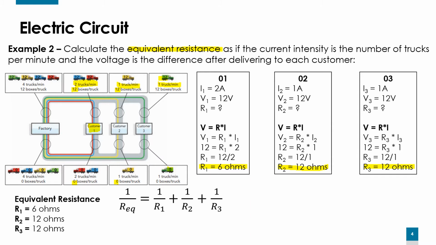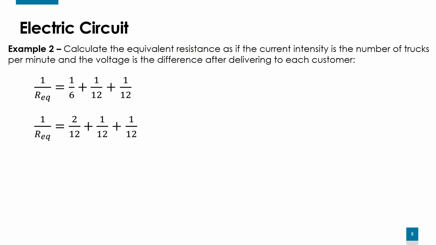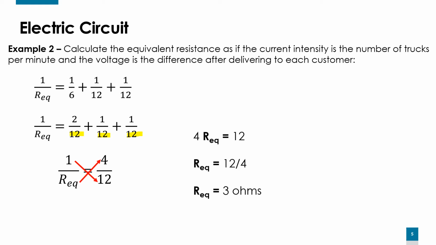Because this is a parallel circuit, I need to use this formula for parallel. So how am I going to replace here? Resistance 1, 6, resistance 2, 12, and resistance 3, also 12. So I'm going to calculate this. Here's the formula again. You just need to do some math, okay? 12 divided by 6, 2 times 1, 2. Now I have all of them that are the same. I just keep and add what's above. So 2 plus 1 plus 1, I have 4. Now I do cross multiplication and I get 4 times equivalent resistance equals 12. So equivalent resistance is 12 divided by 4. So my equivalent resistance is 3 ohms, the final answer.